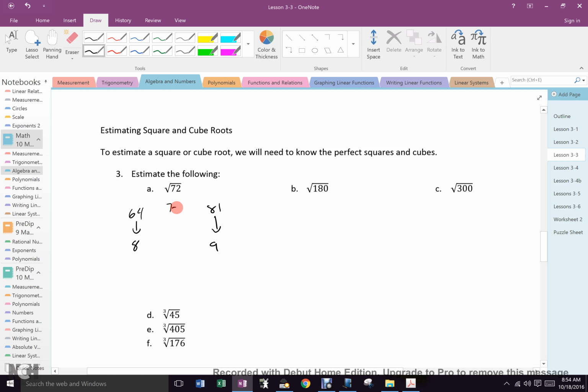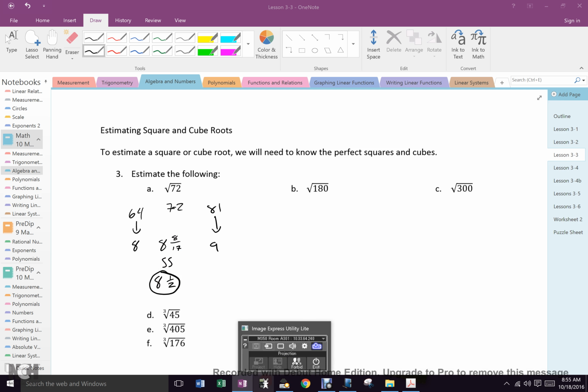So, if 72 is right there, then the root of 72 is logically 8 and 8 steps out of 17, isn't it? And that's pretty darn close. I'm using the squiggly equal sign because it's close to 8.5, isn't it? So our estimate there would be 8.5. Everybody with me? We go to our calculator just to double check.